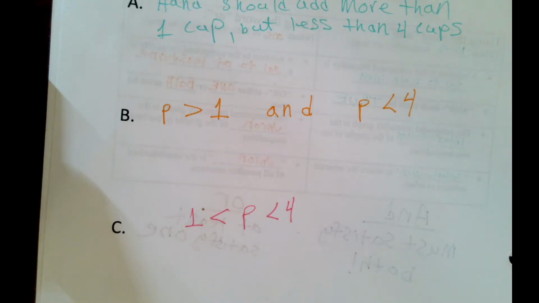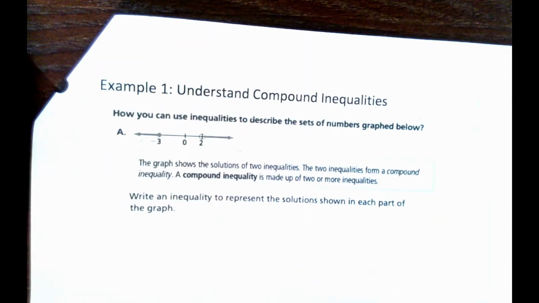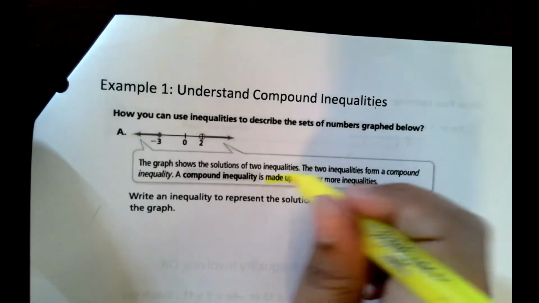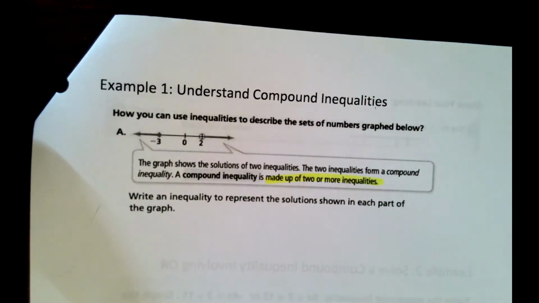Alrighty. Let's get into some actual fun. So before I can hand you an inequality and tell you to just go for it, you've got to understand it. So it says, how can you use inequalities to describe the sets of numbers graphed below? Well, look, there's our definition. A compound inequality is made up of two or more inequalities. Yay! I always like to point out our definitions. It wants us to write an inequality to represent the solution shown. Well, we know there's at least two, so let's zoom in and take a look at those.